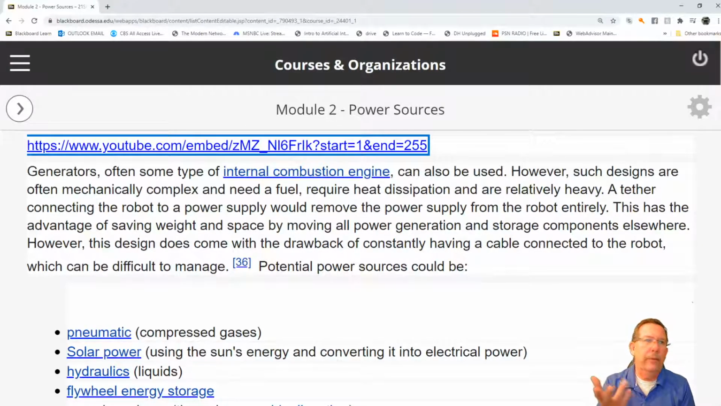Of course, there's tethering or connecting a robot to a power supply. I've got a little robot that has a video and it's tethered with a USB cable. Well, that's how it's getting its power. But that's not very practical when you think about it because a robot is something that moves around. But if it's a stationary robot, like a claw that moves back and forth, well, you can have it physically wired.